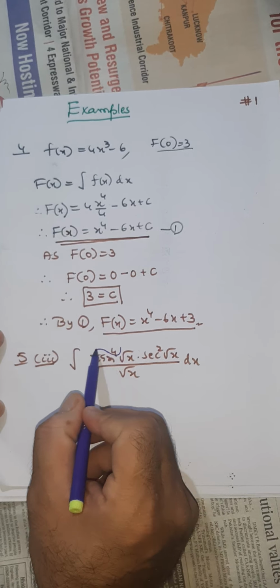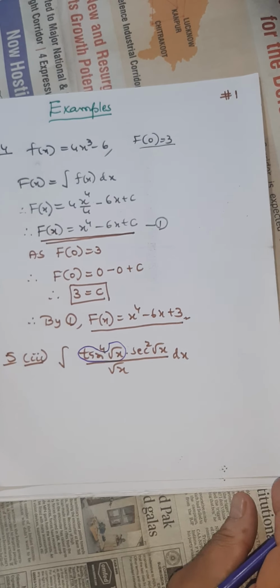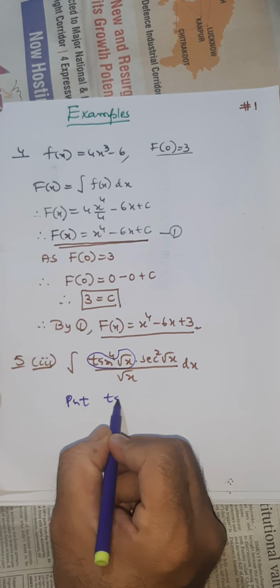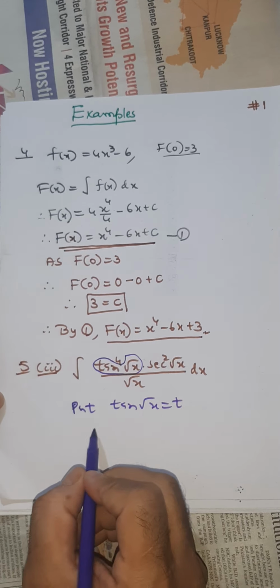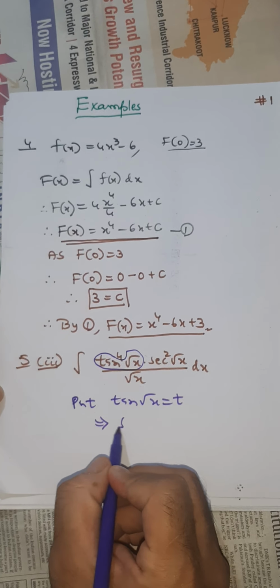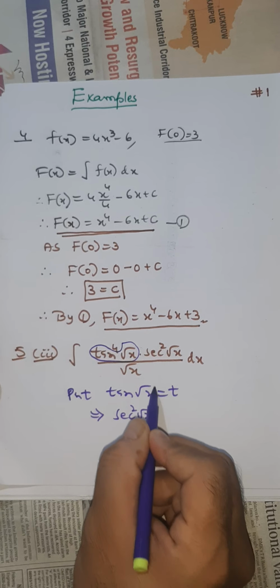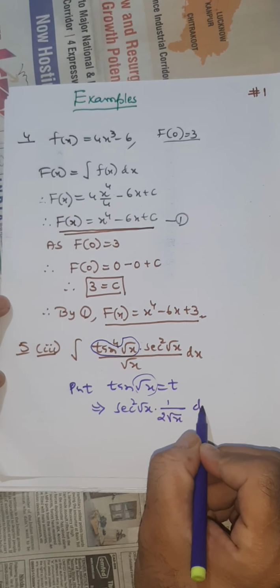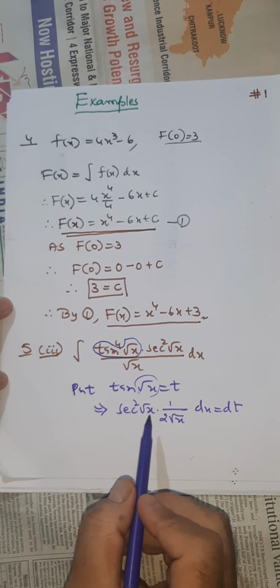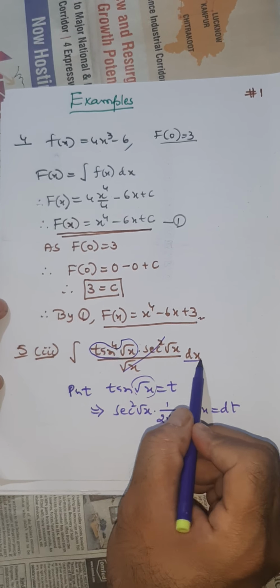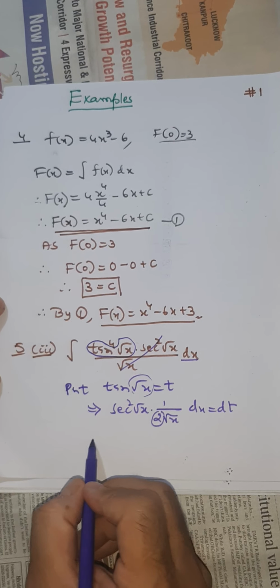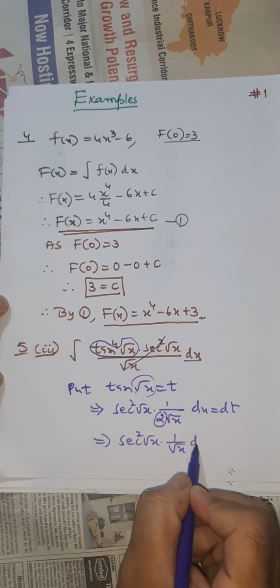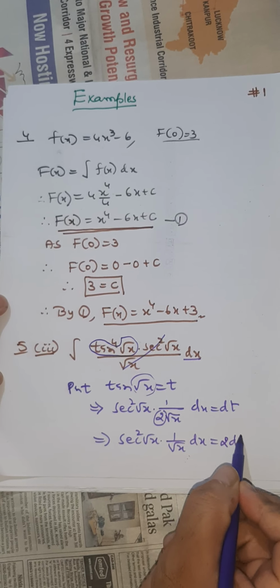What's the substitution? You take this as t. And you also know that derivative of root x is 1 upon 2 root x. So I'll take tan root x equals t. Once you take the substitution, you need to differentiate this. So sec square root x, by chain rule, derivative of root x is 1 upon 2 root x, into dx equals dt. Now everything is there, just this 2 is extra, so I'll take it to the other side. So sec square root x into 1 upon root x dx equals 2 dt.